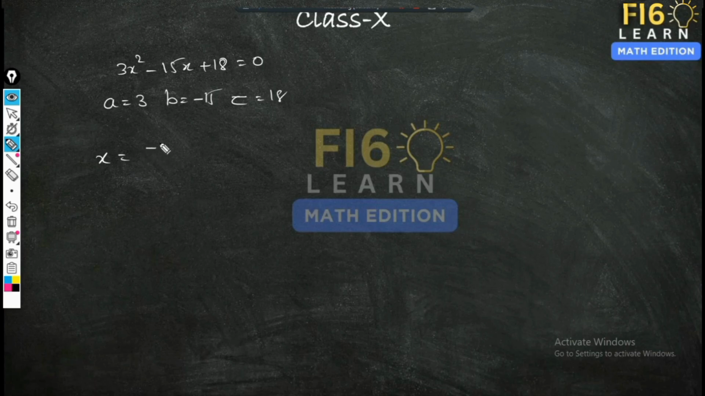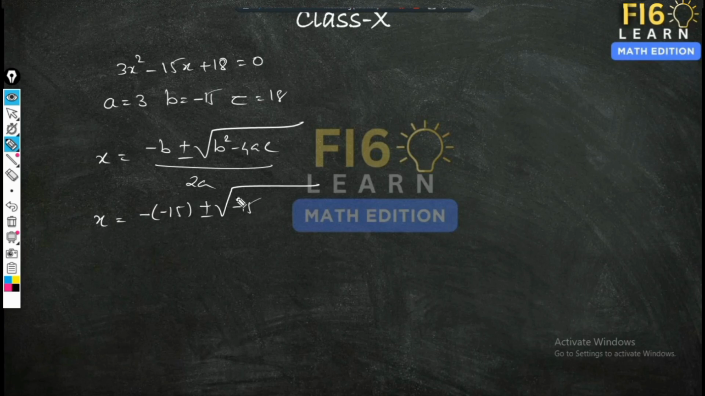The formula is x equals minus b plus or minus root of b square minus 4ac, divided by 2a. This is the formula. Just write the values here. What is the value of b here? b value is minus 15. Already a minus is there, so minus into minus 15, and plus or minus. What is b square? b square is minus 15 square, and 4 into a value, which is 3, and here you have c value, which is 18, and 2 into 3, a value is 3.